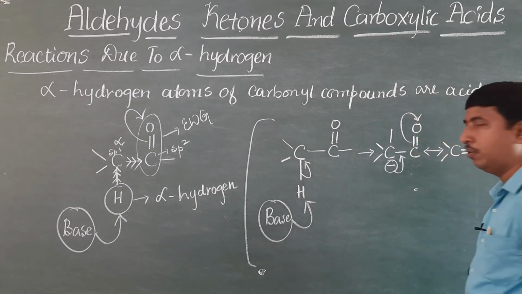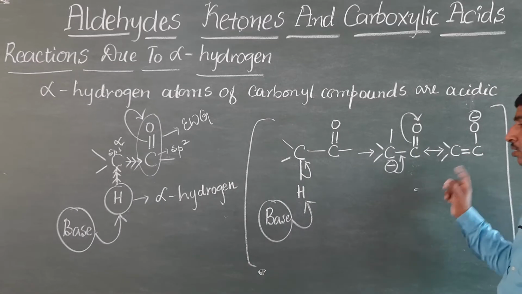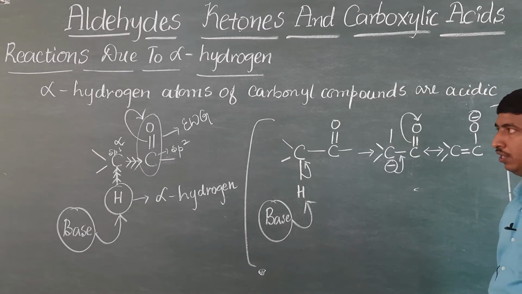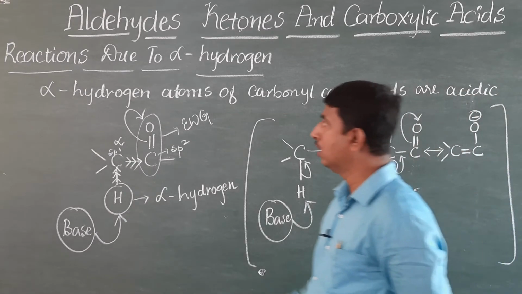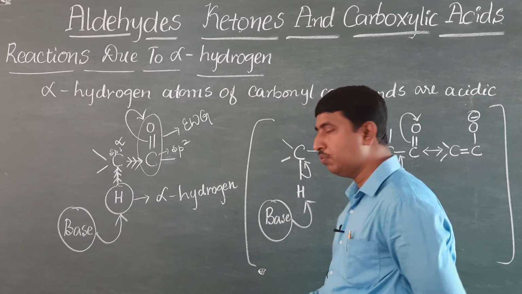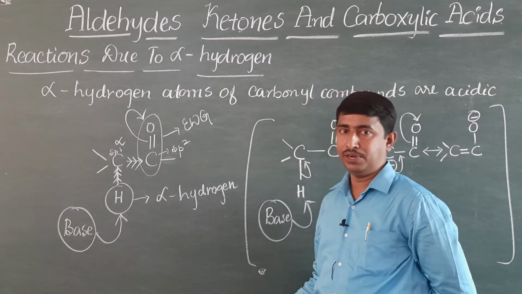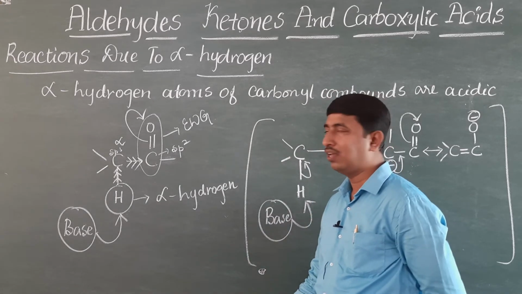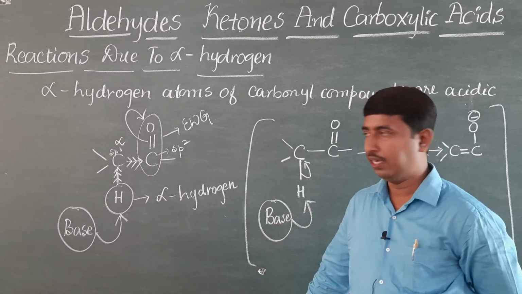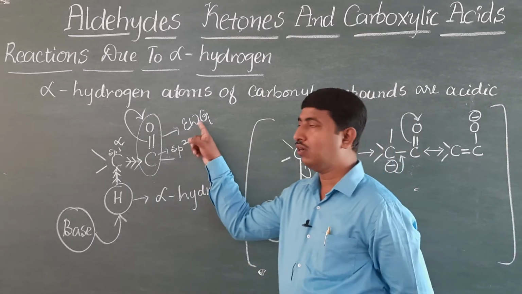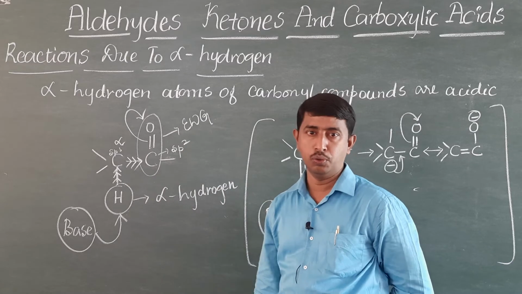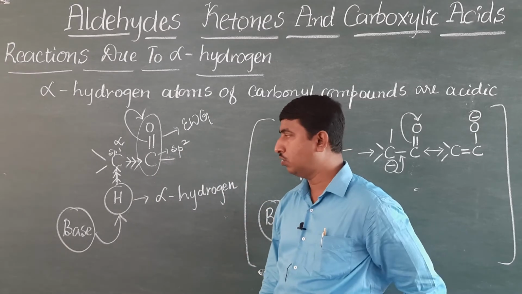So the anion formed is stabilized by what? Stabilized by resonance. So for 1 mark they can ask, alpha hydrogen atoms of carbonyl compounds are acidic, give reason. So what is the answer? Alpha hydrogen atoms are acidic. It is mainly due to the electron withdrawing nature of the carbonyl group.